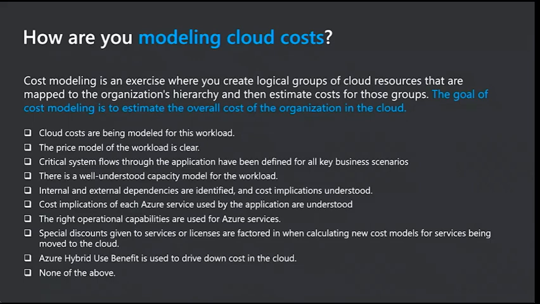Critical system flows through the application have been defined for all key business scenarios. Understanding critical system flows is vital to assessing overall operational effectiveness, and it should be used to inform a health model for the application. It can also tell if areas of the application are over or underutilized and should be adjusted to better meet business needs and cost goals. Is there a well-understood capacity model for the workload? A capacity model describes the relationships between the utilization of various components as a ratio to capture when and how application components should scale out.